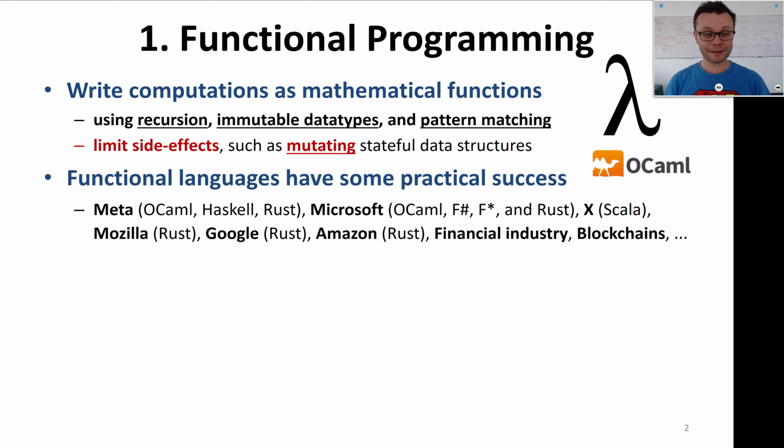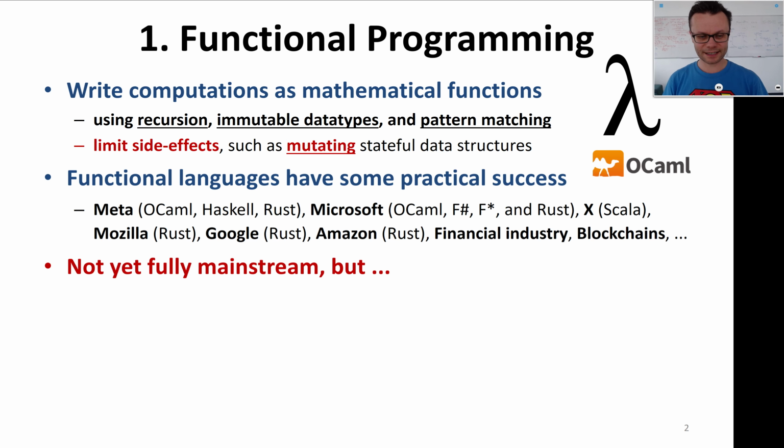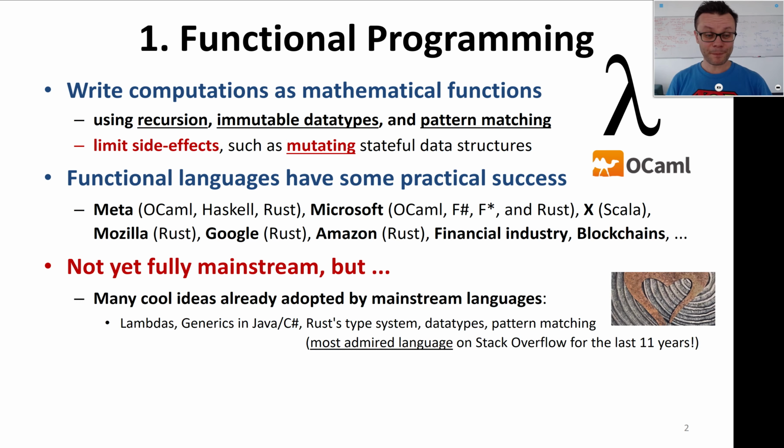This kind of programming languages, like OCaml, have had some practical success. They are used in industry, at the big tech companies for some of their projects, as well as in the financial industry and for blockchain. These kind of programming languages are not yet fully mainstream, but many of the cool ideas that were developed for functional programming are already adopted by mainstream languages.